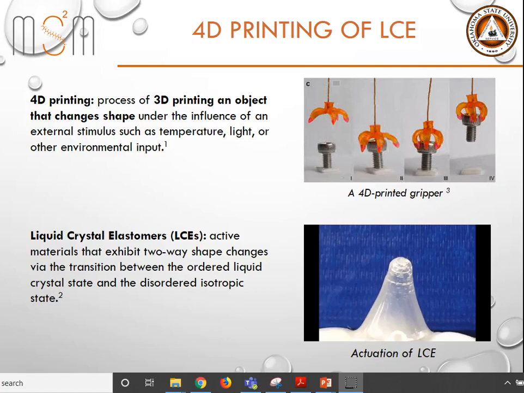First of all, 4D printing is a process of additively manufacturing an object that changes shape under the influence of an external stimulus like temperature, light, or any other environmental input. Liquid crystal elastomers, or LCEs, are active materials that exhibit two-way shape changes via the transition between the ordered liquid crystal state and the disordered isotropic state.